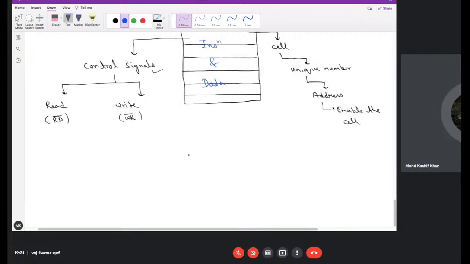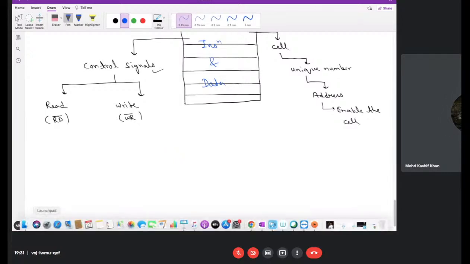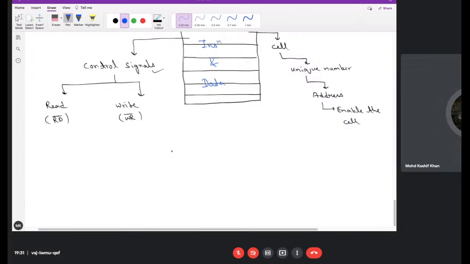Now, whenever the CPU generates a memory request, the next point: CPU generates the memory request to access the program from the memory chip.